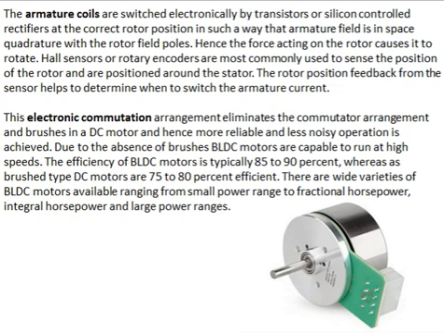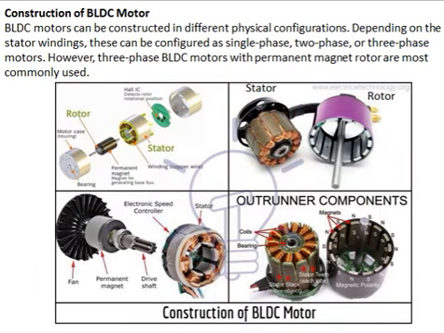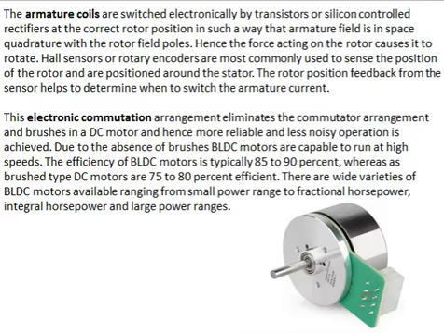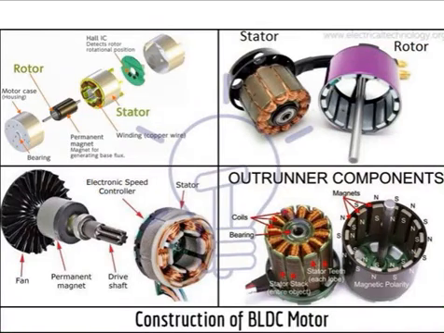This electronic commutation arrangement eliminates the commutator arrangement and brushes in a DC motor, and hence more reliable and less noisy operation is achieved. Due to the absence of brushes, BLDC motors are capable to run at high speeds. The efficiency of BLDC motors is typically 85 to 90%, whereas brush-type DC motors are 75 to 80% efficient. There are wide varieties of BLDC motors available, ranging from small power range to fractional horsepower, integral horsepower, and large power ranges.